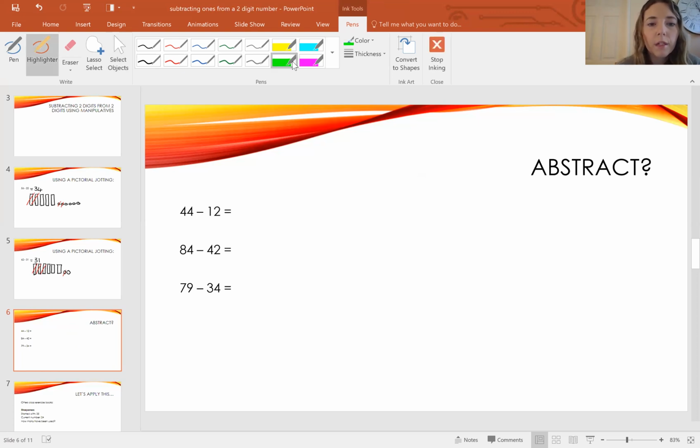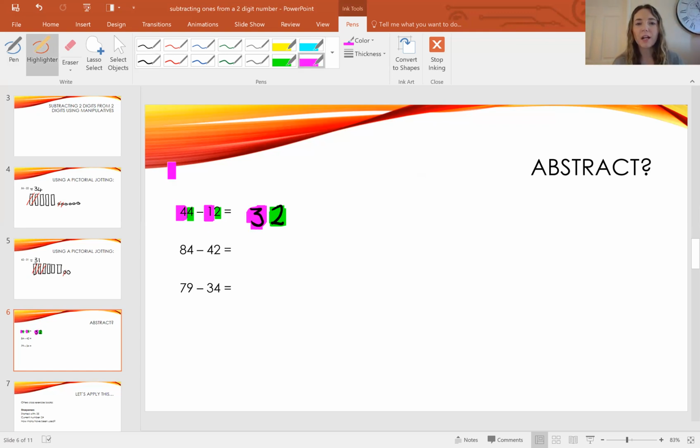So we're looking at the 1s first. So the 1s in our minuend are 4, and we've got 2 in our subtrahend. So we've got 4 1s, and we're taking away 2 1s. So we know that we're going to be left with 2 1s in our answer. So then if we look at the 10s in the minuend, we've got 4, and we're taking away 1 10 in the subtrahend. So 4 take away 1 equals 3. So we're going to have 3 10s left. So our answer is 32.